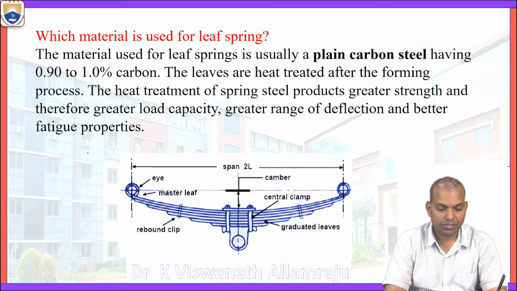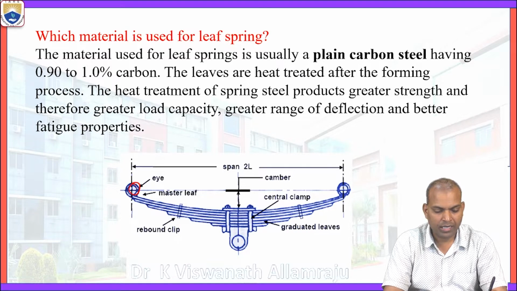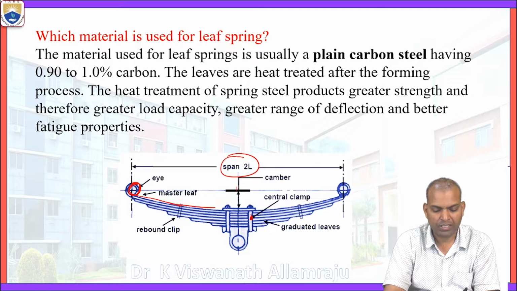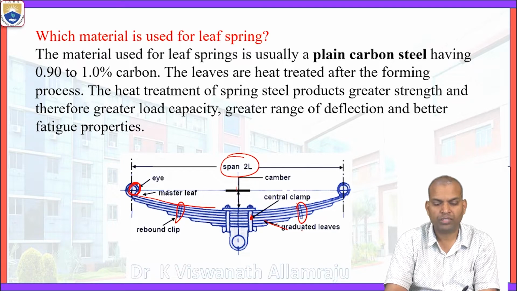What are the parts of this leaf spring? It has an eye end, the master leaf, the center clamp, the camber, and the span between the two eyes, which is 2L, and the graduated leaves. There are also two rebound clips.